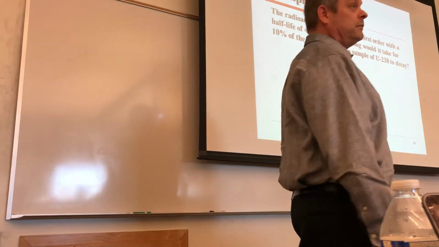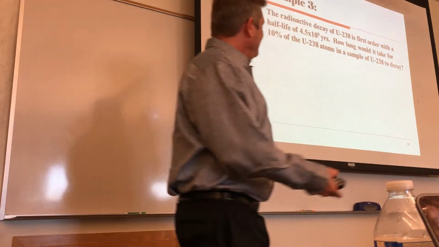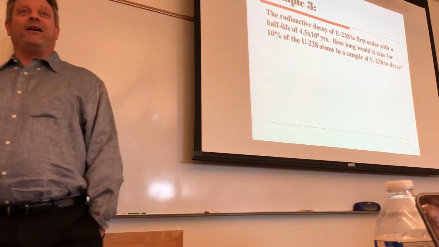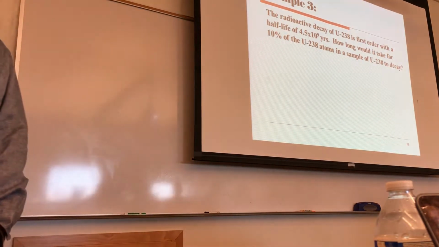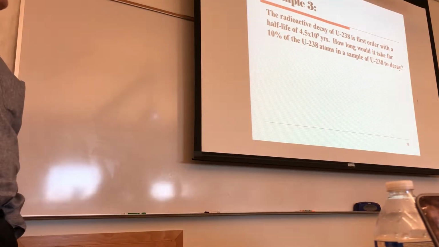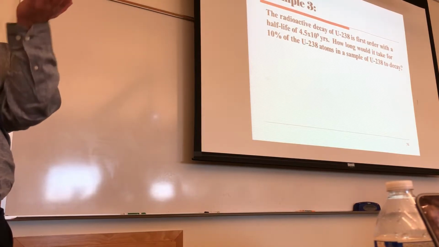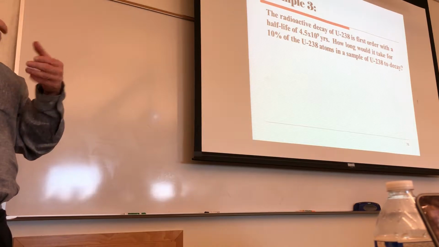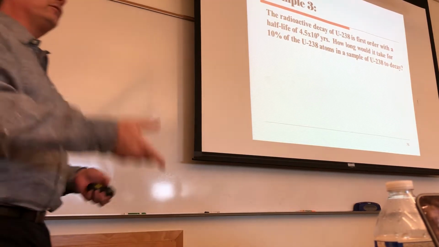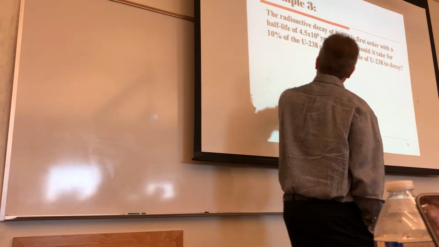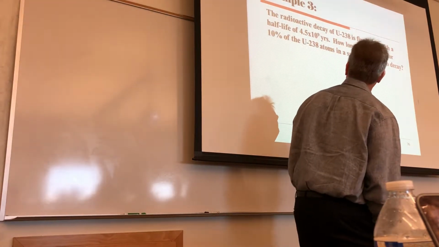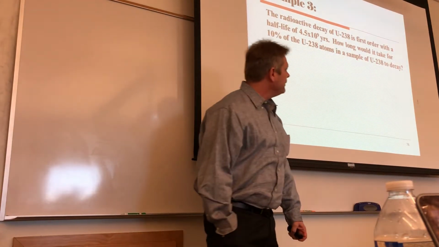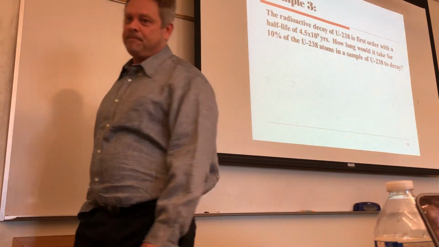So this is first order with a half-life of 4.5 times 10 to the 9th years, that's pretty long, right? So that means it's going to sit around for a long time. That's radioactive uranium, so I don't think you want to be exposed to that. You also need to know how to protect yourself from that. Different radioactive isotopes, you would protect yourself with different things, and thicknesses of those things, etc. So anyways, you have this half-life. How long would it take for 10% of U-238 atoms in a sample of U-238 to decay?